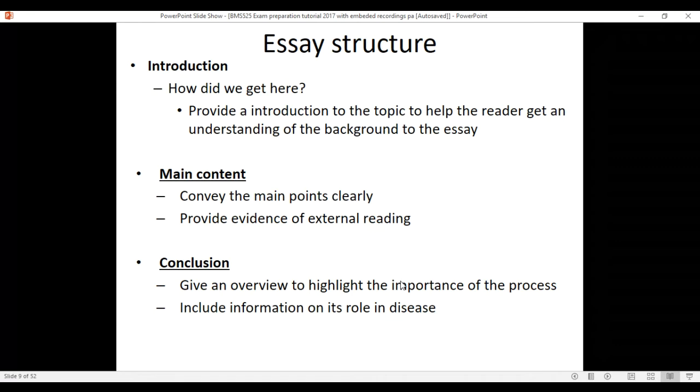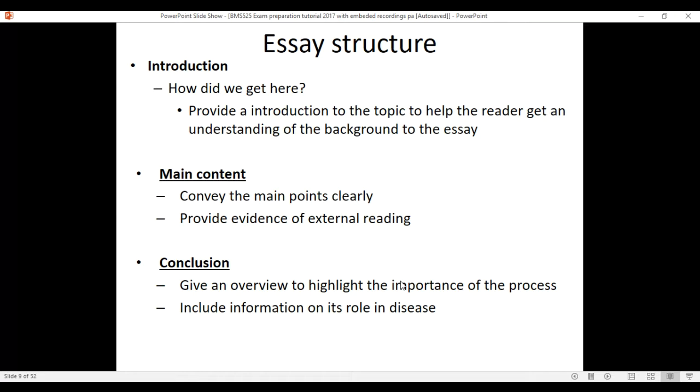And when you're giving a conclusion, what I'm looking for you to do is give an overview of how important the immunological process that you've just described is to health. One of the easiest ways to provide an argument to support its role in health is actually to discuss what happens when that immunological process goes wrong.